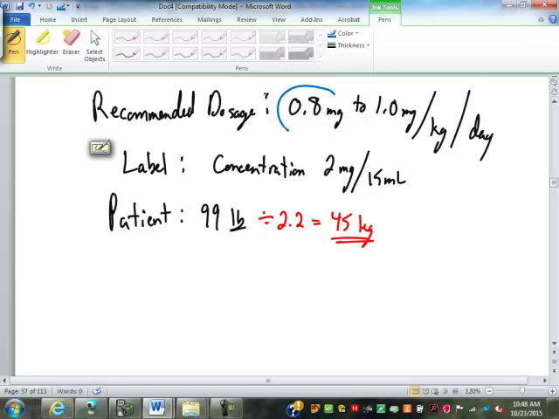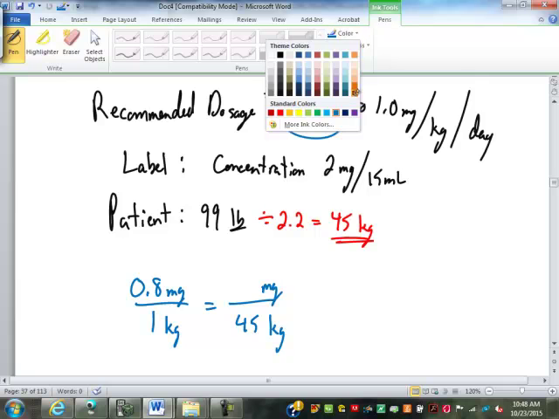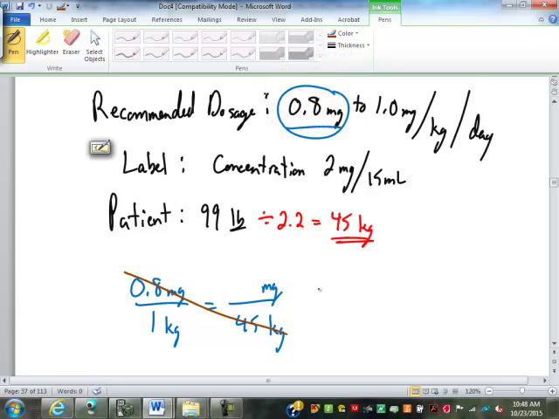Next, I'm going to use the minimum, the 0.8 milligrams per kilogram. So 0.8 milligrams per 1 kilogram. And I'll put my 45 kilograms on the other side to see how many milligrams that will give us. So 0.8 milligrams times 45 kilograms is, what, 36? Is that right? 36 milligrams?